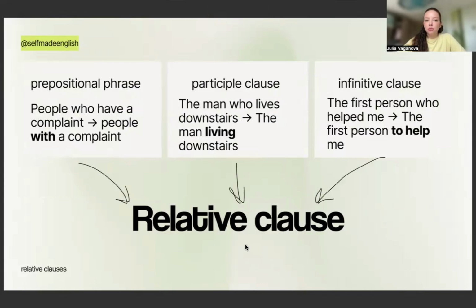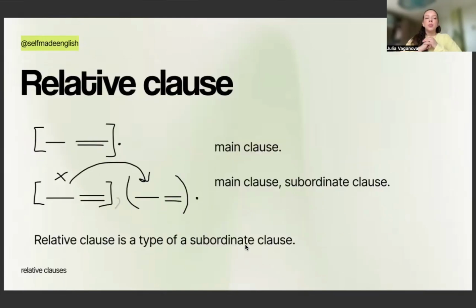This might be a prepositional phrase, people with a complaint, meaning people who have a complaint. A participle clause, the man living downstairs is the man who lives downstairs. And finally, an infinitive clause, like with the purpose. The first person to help me is the first person who helped me, right? So these three tools are also useful while paraphrasing relative clauses. Just some grammar for you to navigate through this topic better.